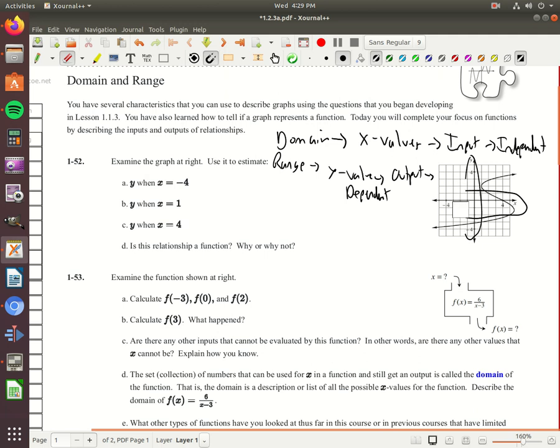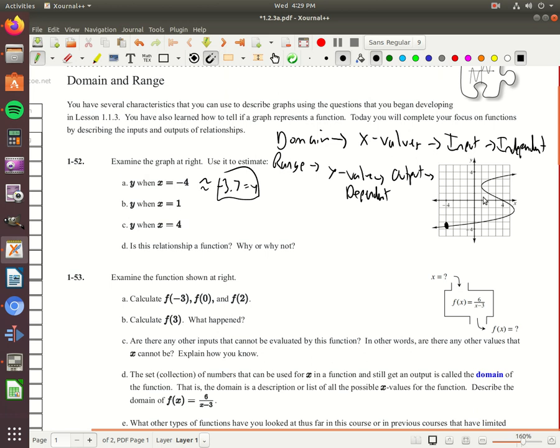I know this might not make perfect sense right now, but I think it's worth discussing before we jump into this. So, examine the graph at the right and use it to estimate y when x equals -4. Well, when x equals -4, my output is right there. It looks like it's -1, -2, -3, like -3.7. Say it's about -3.7 is my y.